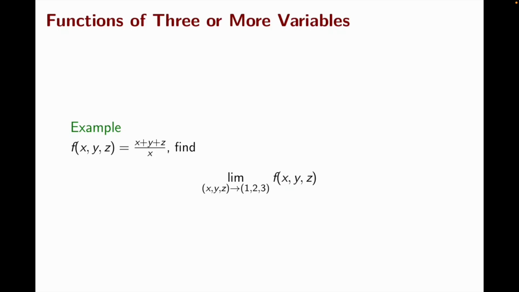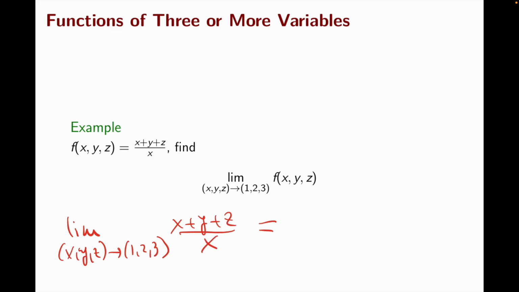So as I said before, we can extend this to functions of more variables. In this case, for instance, a function of 3 variables, if we want to calculate the limit when x, y, z goes to 1, 2, 3 of this function, which is this one, so we calculate the limit of this over x. Let's substitute, and we will have here 1 plus 2 plus 3, and everything divided by 1. So the result of this limit will be 6.